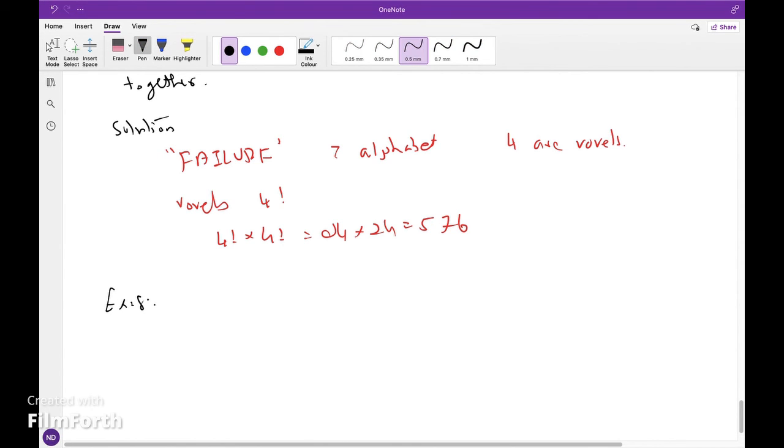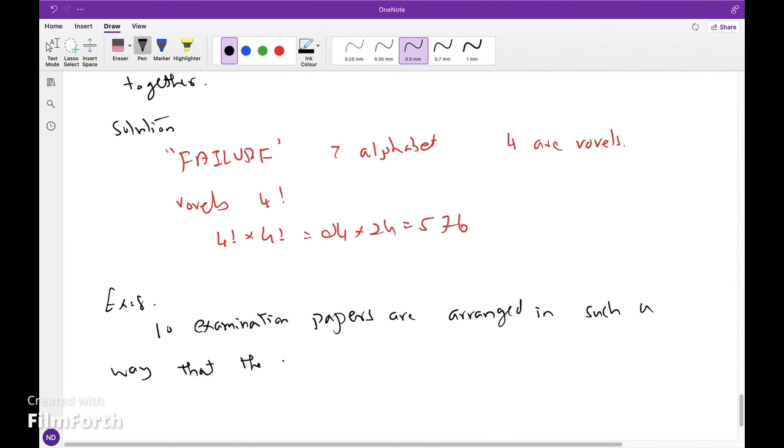Next example. Ten examination papers are arranged in such a way that the best and worst papers never come together. Find the number of arrangements.